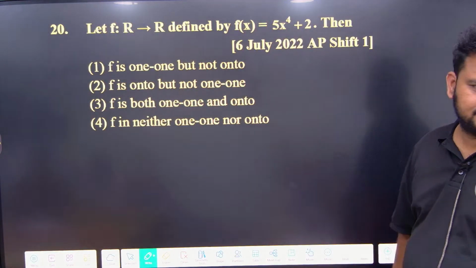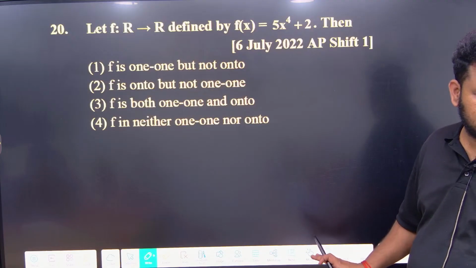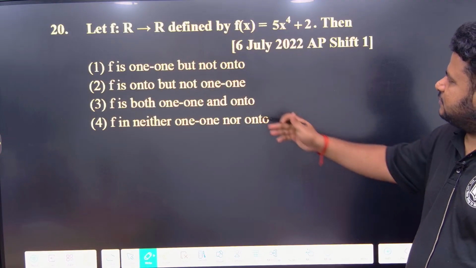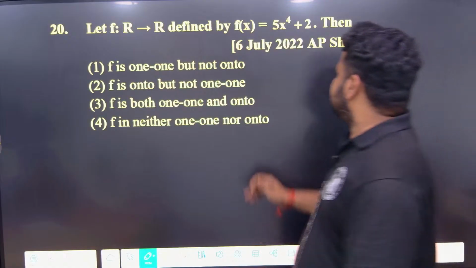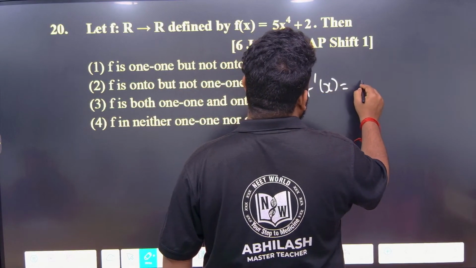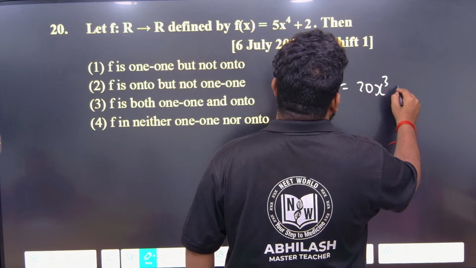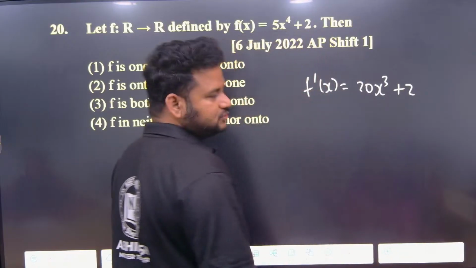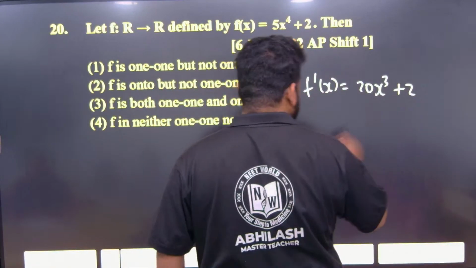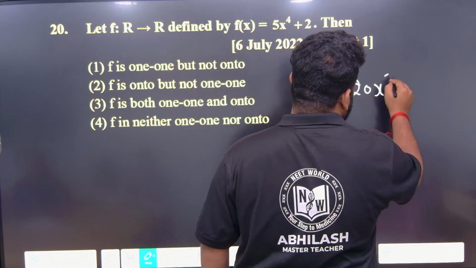See here. Any doubt in the previous question? So we have to check whether it is 1-1 or onto. To check 1-1, what should we do? F dash of x. F dash of x is what? I'll get 20 x cube. Sorry, the constant will become 0. We will have 20 x cube. So 20 x cube.